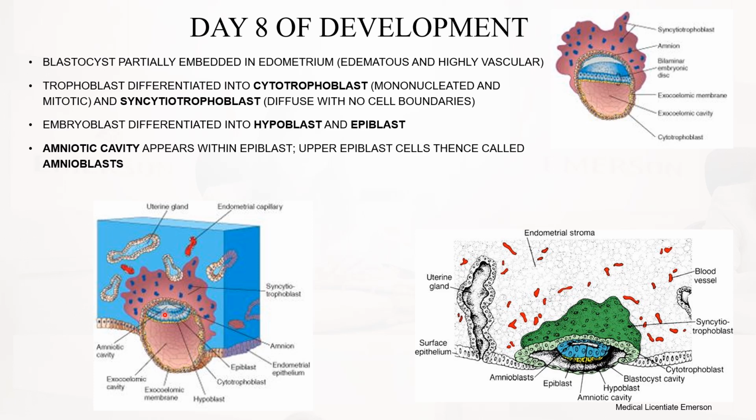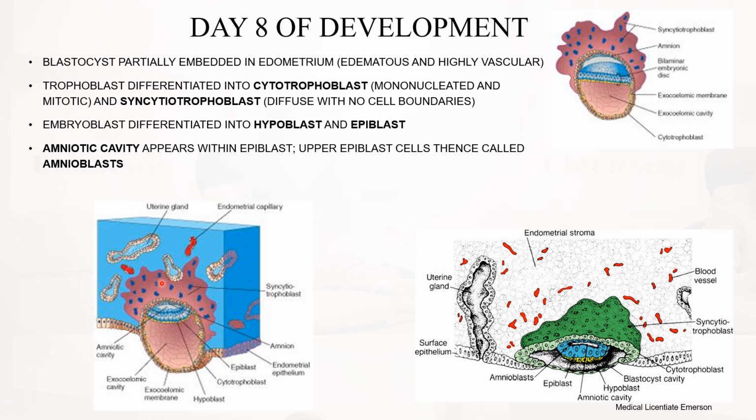So this is the first introduction, what happens during day 8 of development. Remember, last time we ended on the blastocyst that's partially embedded in the endometrium. After that, the trophoblasts started to differentiate into the cytotrophoblasts and the syncytial trophoblasts. The cytotrophoblasts are mononucleated and mitotic, and you have seen they have made a cell boundary, which is here. But let's go to the syncytiotrophoblasts. They don't even have a cell boundary. They diffuse with no cell boundaries, if you have seen properly here.